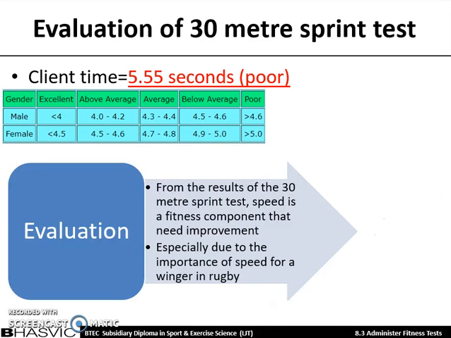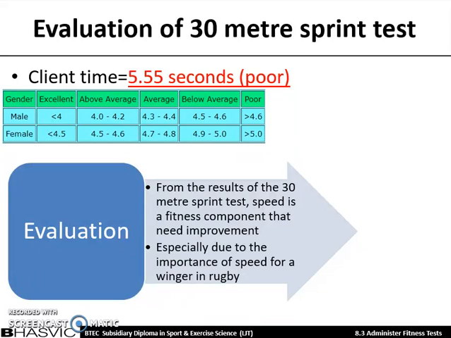So now let's do an evaluation of the 30-meter sprint test. Again, the client's time here we see is 5.55 seconds, which, compared to normal data, came out as poor, as you can see on the table just below. So as an evaluation, speed is obviously a thing that needs a lot of work, as seen from the score that was produced on the 30-meter sprint test.